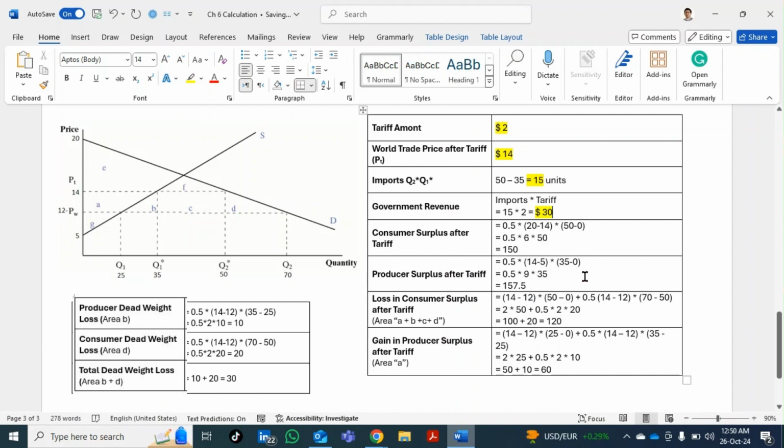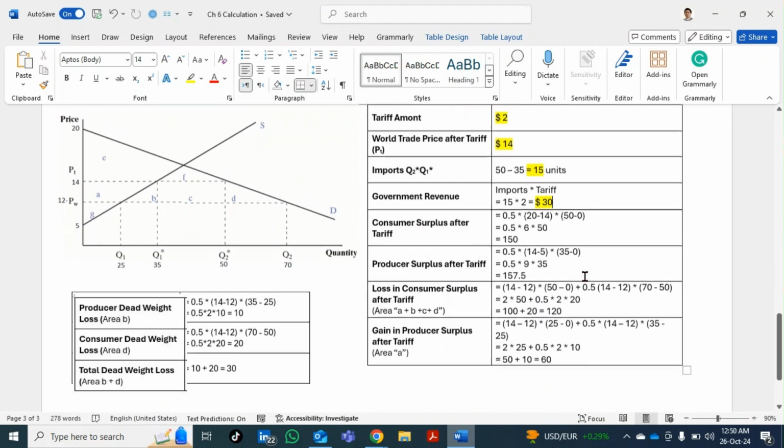Before the tariff, when the government didn't impose the tariff, the government didn't have any revenue. The government revenue was zero. But once they impose a tariff, they start earning revenue. This is the first impact, that is called change in income or income effect.